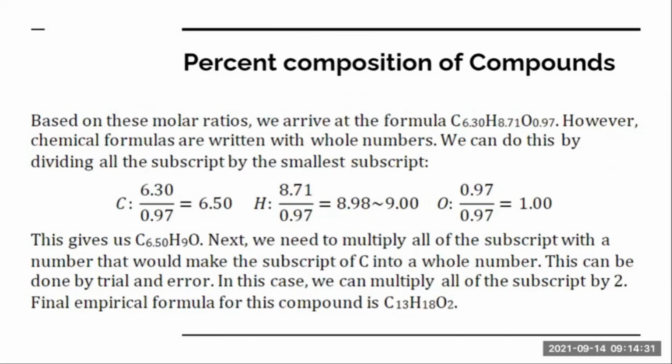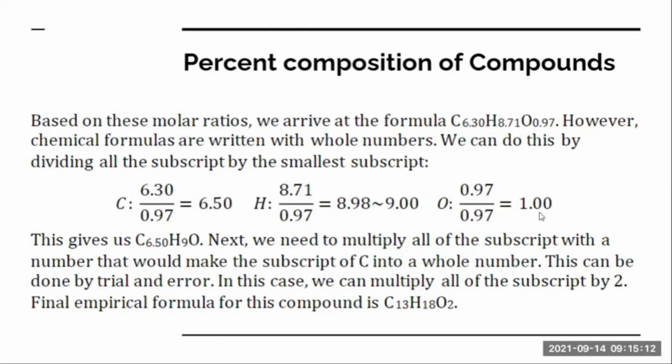But notice that all of our chemical formulas are in whole numbers. There are no decimals. So the first step that we can do is to divide all of the subscripts with the smallest number. Okay. In this example, C6.3, H8.71, O0.97. The smallest number is 0.97. So if we divide each of them with 0.97, we arrive at C 6.5, H 9 or 8.98, but we can round it up to 9, and then O 1.